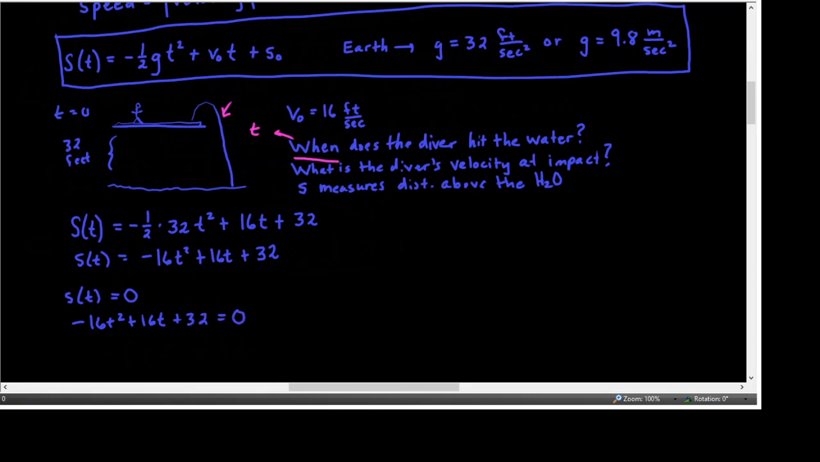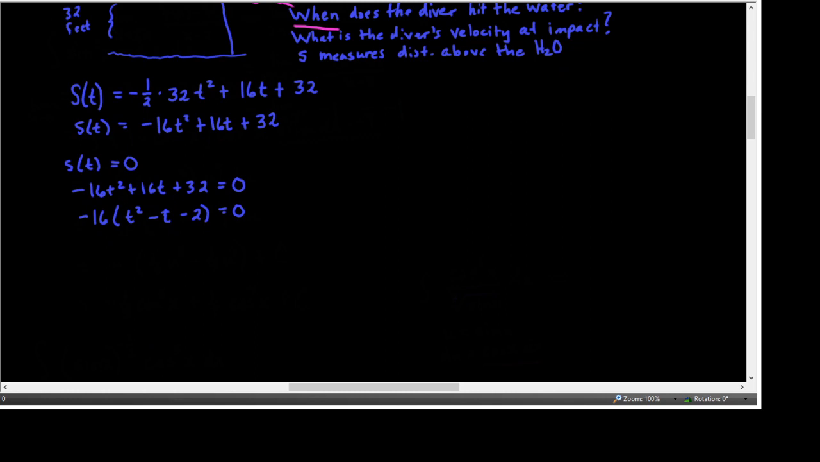I notice that I have a common factor, and I'm going to factor out -16, which will leave t squared minus t minus 2 equal to 0. Then I hope that factors. It does. It factors to be t minus 2 times t plus 1, which means that this happens at t equals 2 or t equals -1.